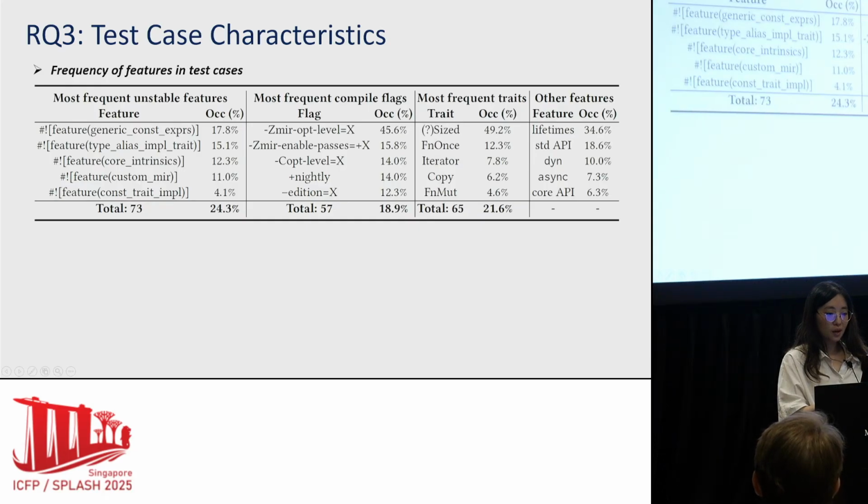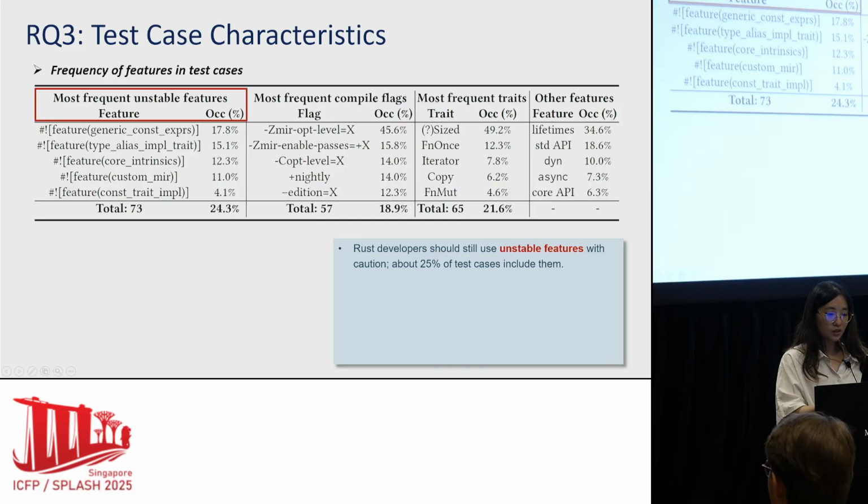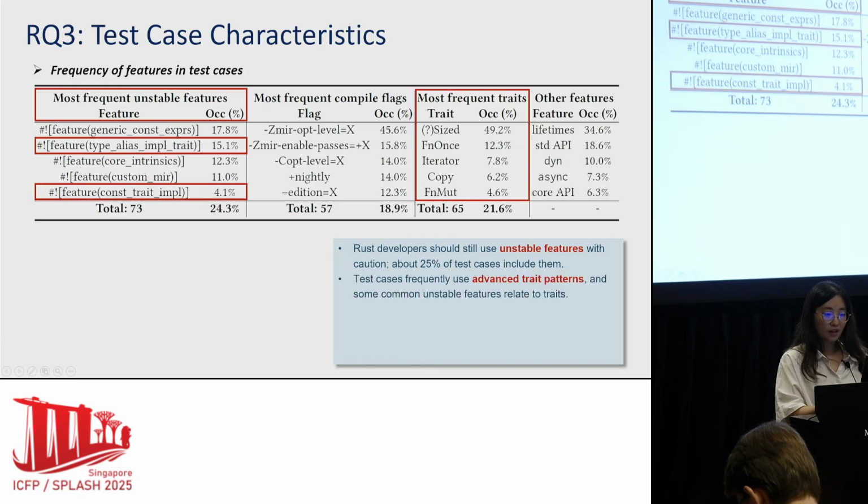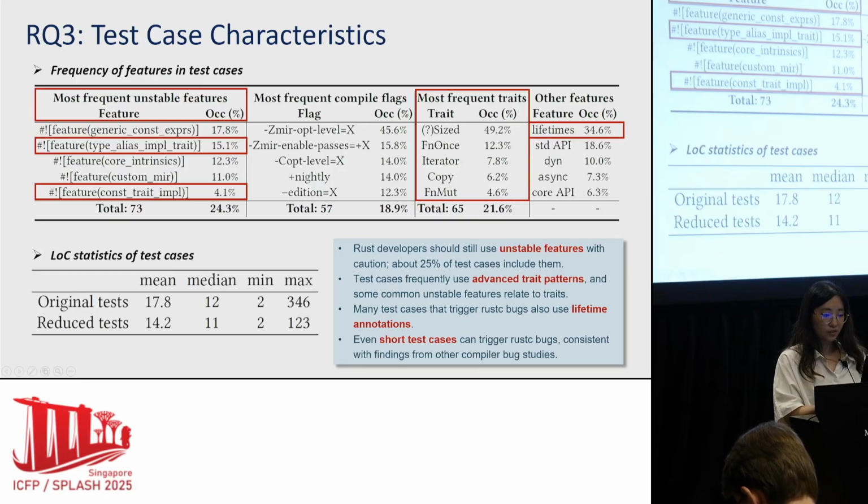This table shows some key characteristics we extracted from the test cases. We found that about 25% of bug-triggering test cases contained unstable features. These test cases also frequently make use of advanced trait patterns, and many of the common unstable features are related to traits. In addition, a large number of test cases that trigger rustc bugs contain lifetime annotations. Finally, we report the length of the test cases. Even very short test cases can trigger rustc bugs. This is consistent with findings from other compiler studies.